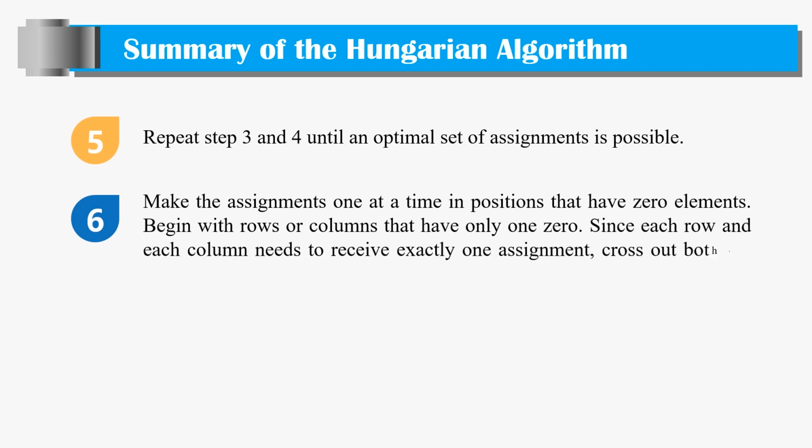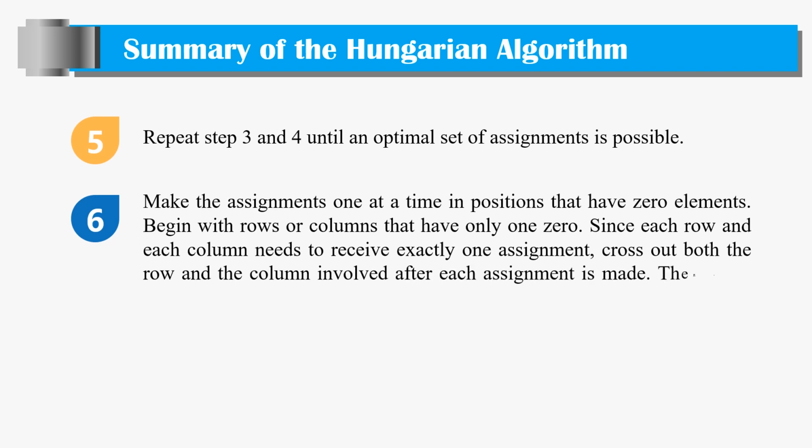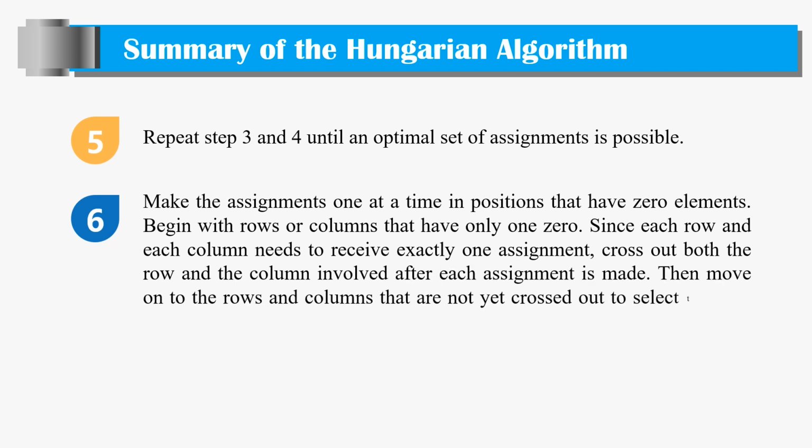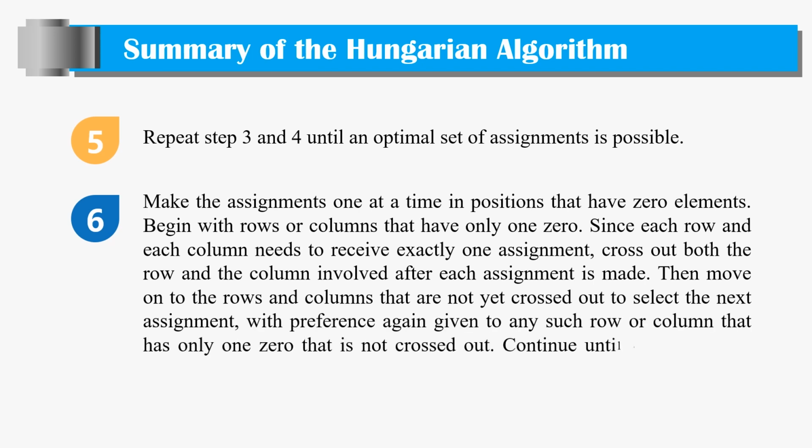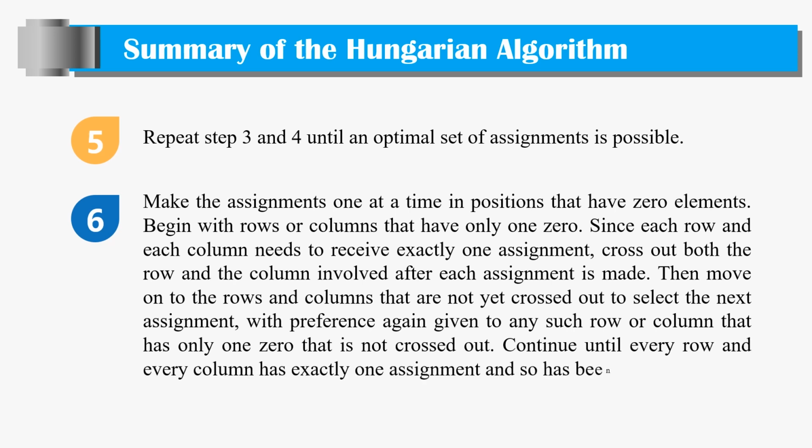Begin with rows or columns that have only one cell. Since each row and each column needs to receive exactly one assignment, cross out both the row and the column involved after each assignment is made. Then move on to the rows and columns that are not yet crossed out to select the next assignment, with preference again given to any such row or column that has only one cell that is not crossed out. Continue until every row and every column has exactly one assignment and so has been crossed out.